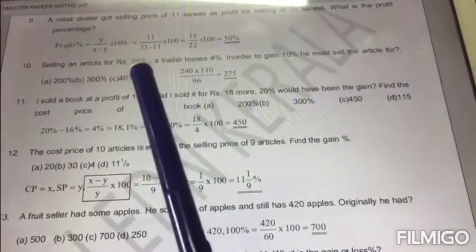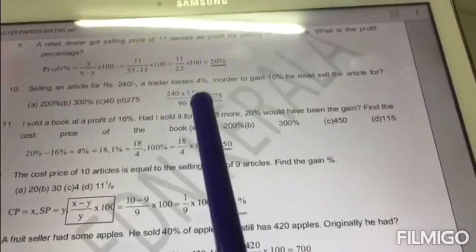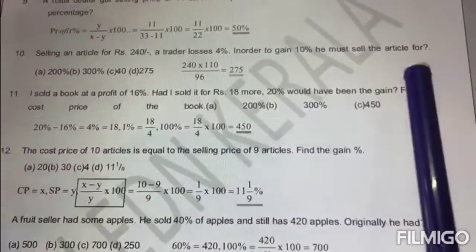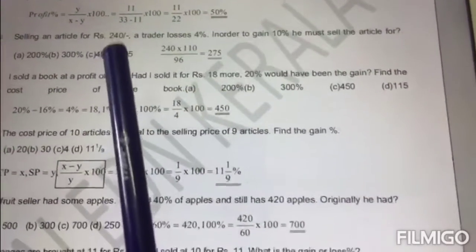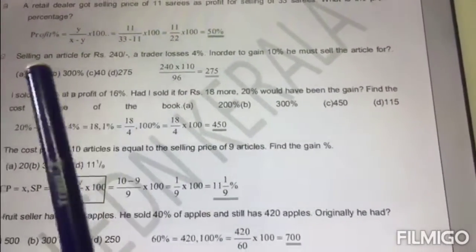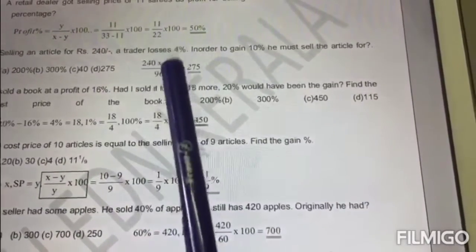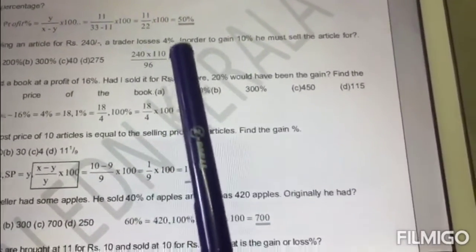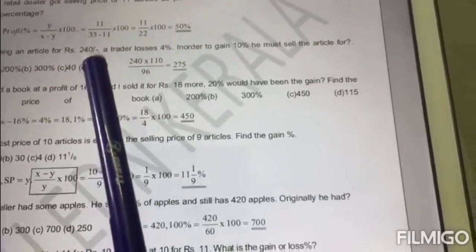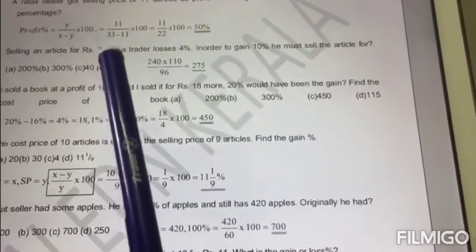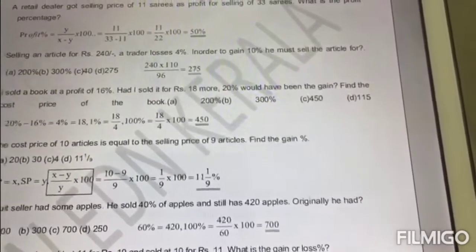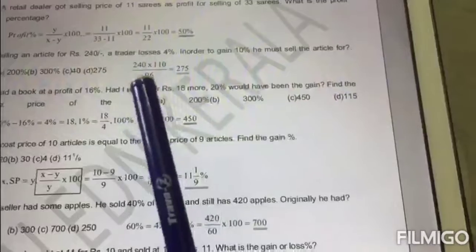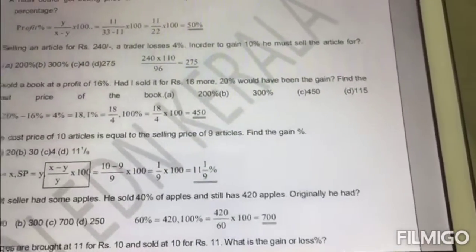Selling an article for 240 rupees, a trader loses 4%. In order to gain 10%, he must sell the article for how much? Okay, very simple. So the selling price is 240. The question says, when the selling price is 240, a trader loses 4%. So the loss is 4%. Calculate the amount of loss. What would be the amount of loss? 4% of 240, which would be around how much? Around maybe 9.6 rupees or so.